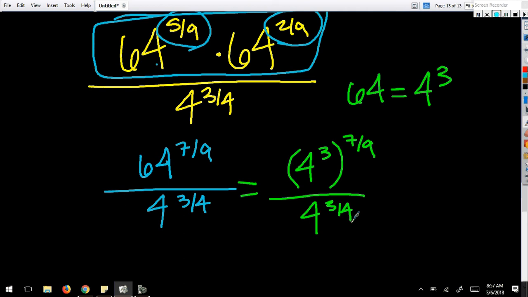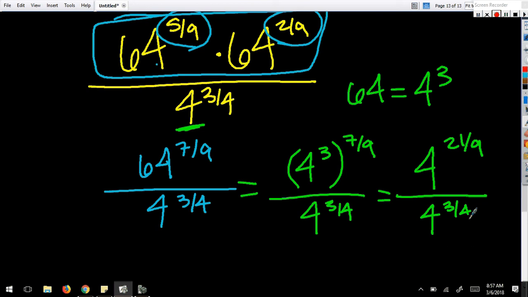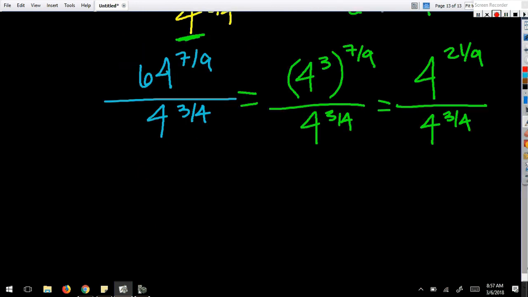Now, let's simplify this first. 3 to the 7/9, so I multiply, right? Because 64 is 4 to the 3rd. I was trying to make it look like the bottom base so that I could simplify it. So I've got 4 to the 21/9, 4 to the 3/4. Wait a second. Wait, so you multiply? Yeah, because if it's a power to a power, I multiply. If you plug it in your calculator. Now, I can subtract the exponents because the bases are the same. Do you agree?